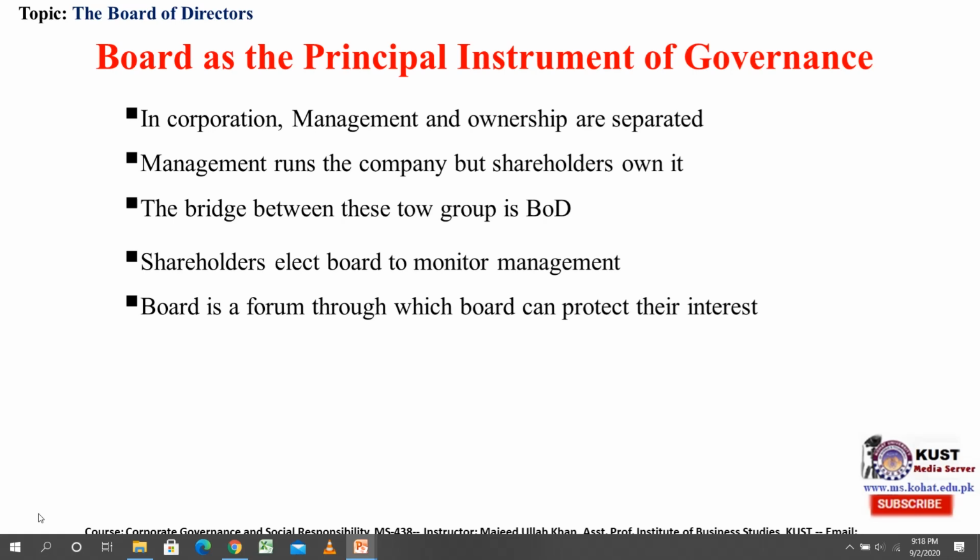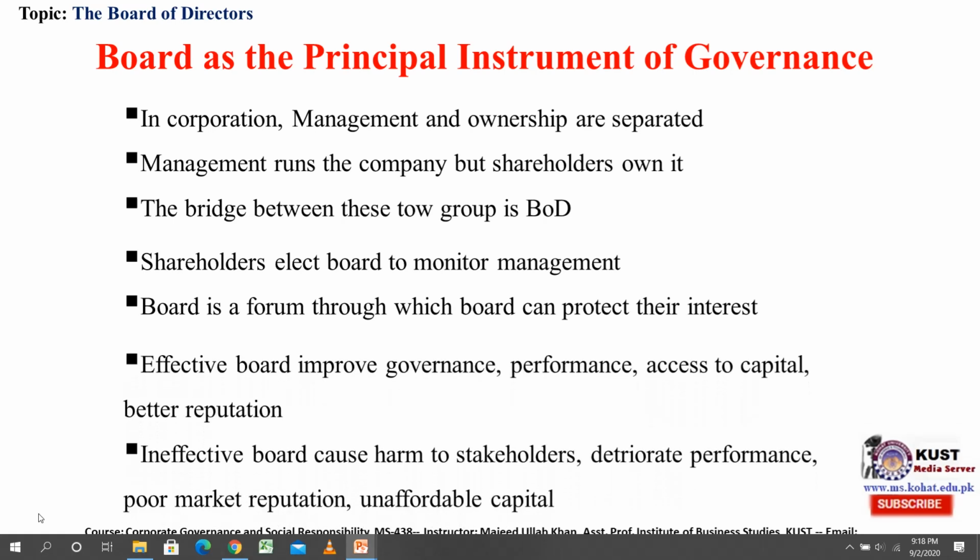So why do they elect the board? In order to monitor the management. The board is a forum through which shareholders can protect their interest, because they elect the board and the board then monitors and oversees the management activities. Is it according to the policies written in the document or not? Are they efficient? Are they doing the right thing at the right time or not? So that is the duty of the board.